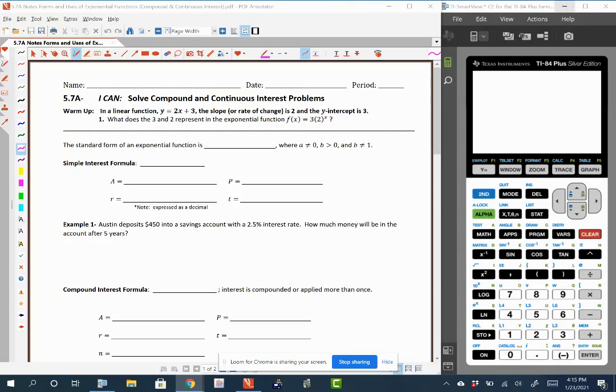Solve compound and continuous interest problems. So before we take a look at what that means, let's go ahead and look at our warm-up. It says in a linear function, y equals 2x plus 3.